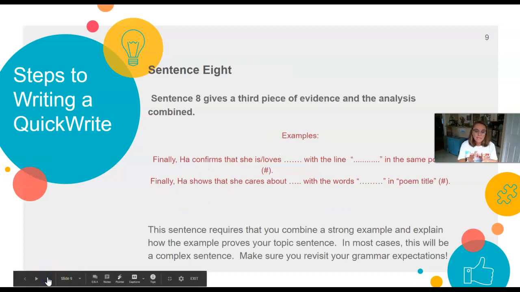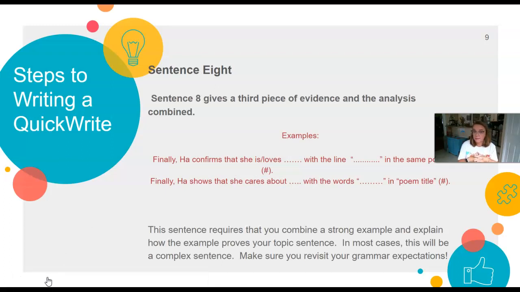Sentence 8, to me, is the most complex sentence in the paragraph. Okay, sentence 8 gives a third piece of evidence and the analysis combined. It's like the clincher sentence. So it would be something like, "Finally, Ha confirms that she loves blank with the line blank in the same poem," or "Finally, Ha shows that she cares about this with the words blank." Right? This sentence requires that you combine your strong example and explain your analysis all in one sentence. This is going to be a complex sentence.